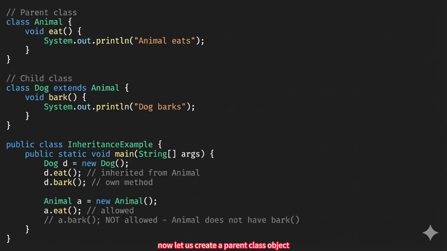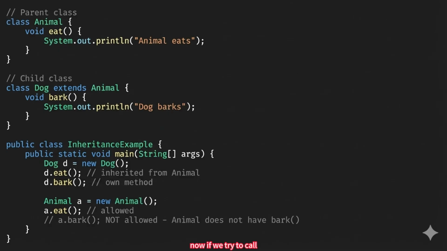Now let us create a parent class object. Next, we create an object of the parent class animal. We write Animal a = new Animal. Now this object belongs only to the animal class. When we call a.eat, this works because eat is defined inside the animal class. So, animal eats is printed.